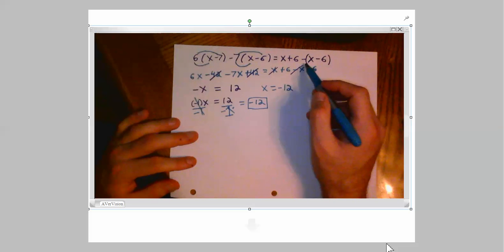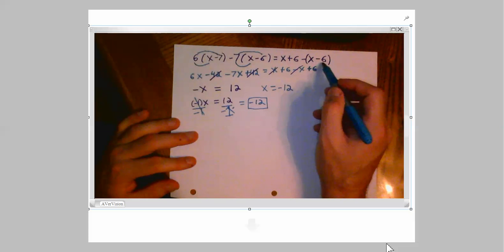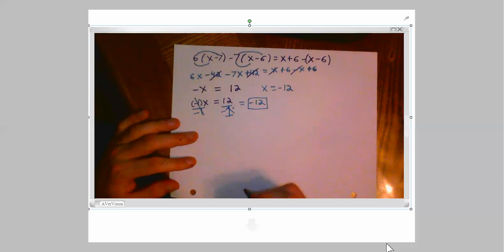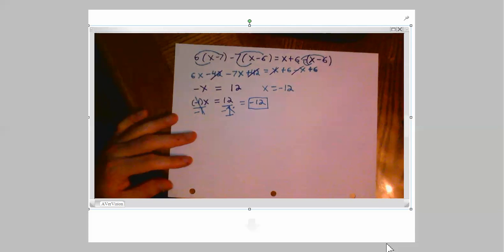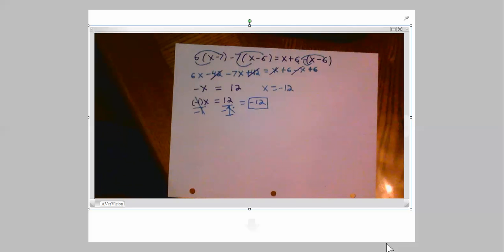And you can treat this as a minus 1, so you distribute to the x, get negative x, distribute negative 1 to the negative 6. Negative 1 and negative 6 multiply to give me positive 6. Okay. So let's take a look at the next problem that was asked. I hope that clarifies any questions.